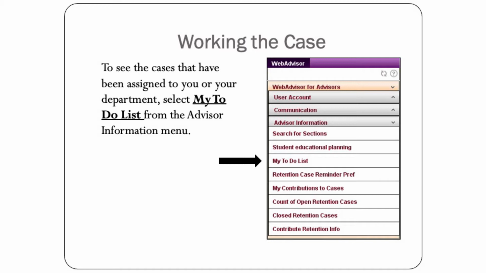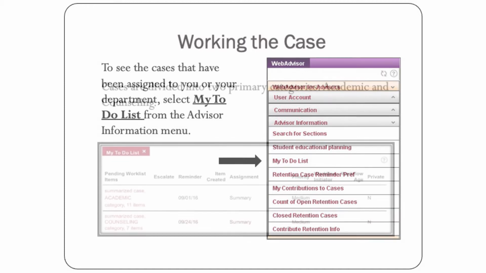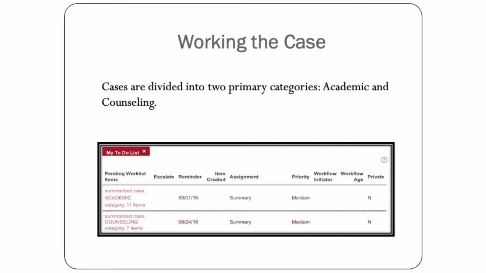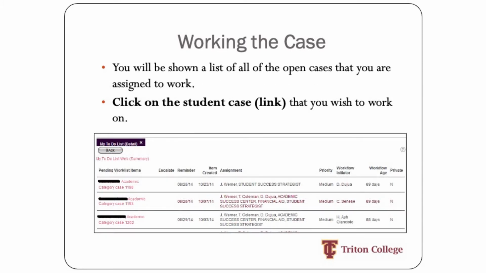To start to work your cases, you want to select My To-Do List from the Advisor Information menu. Cases are divided into two primary categories: academic and counseling cases. Once you select the appropriate case type, you will be shown a list of all of the open cases that you are assigned to work. Click on the student case link that you wish to work on.